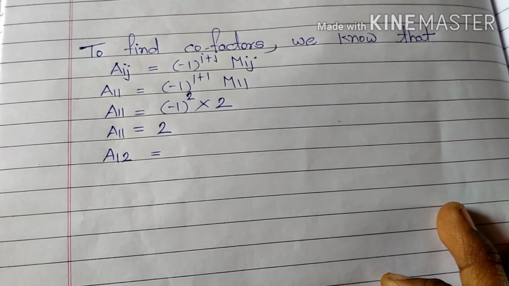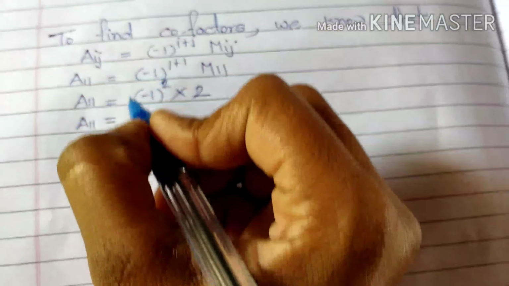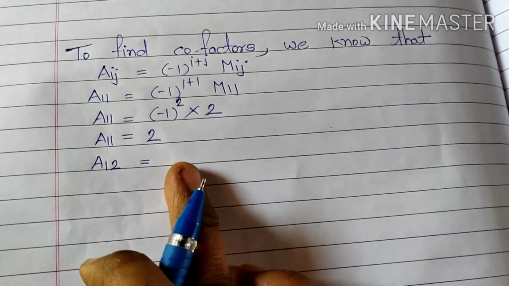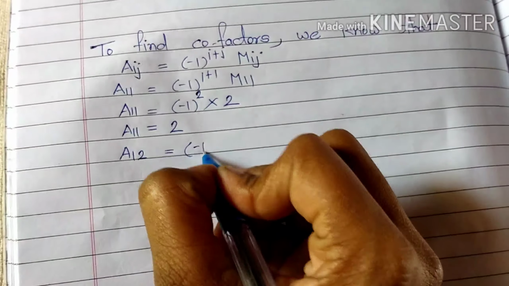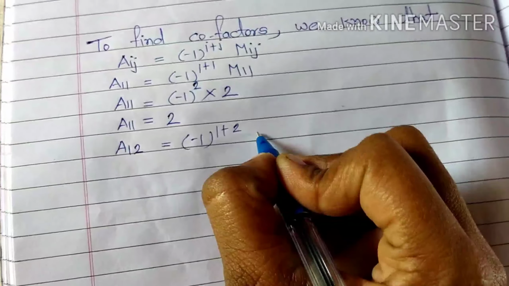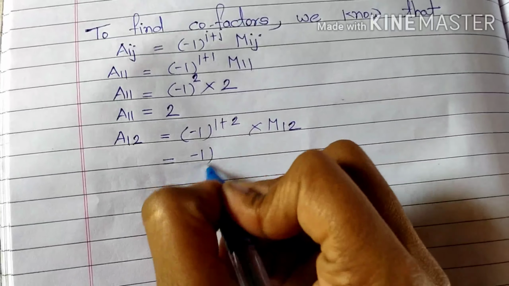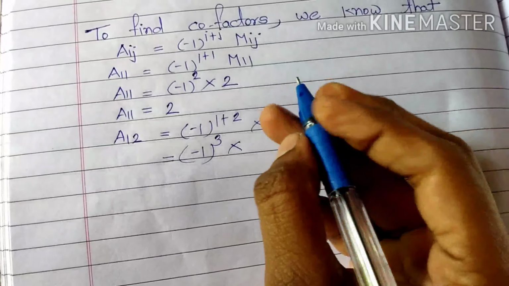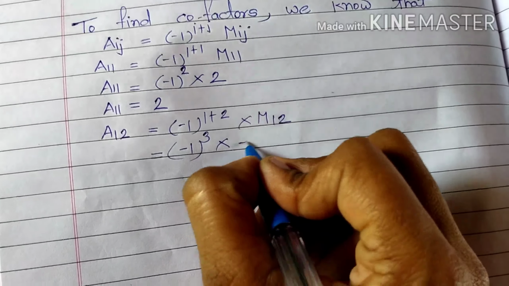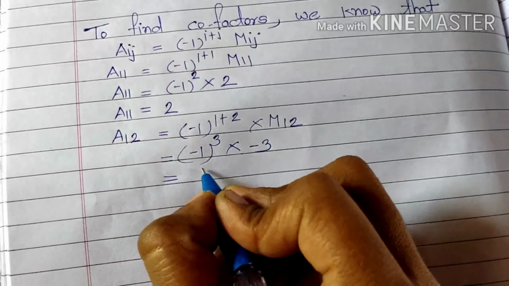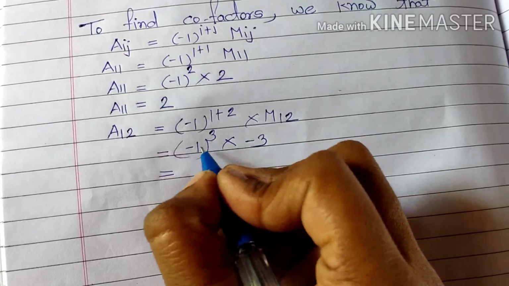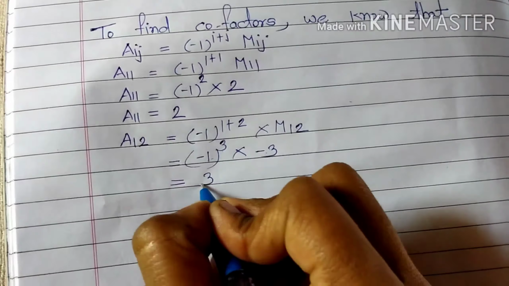Now find A12. A12 is equal to -1 raised to 1 plus 2 into M12, M12 is -3. -1 raised to 3 is -1. -1 into -3 is 3.